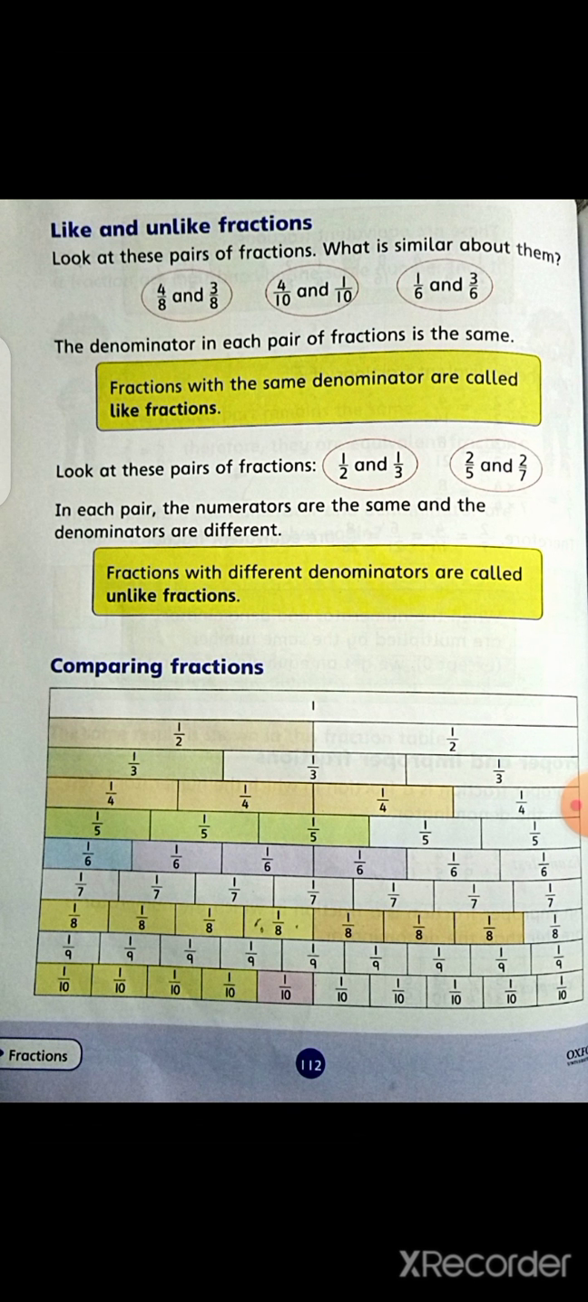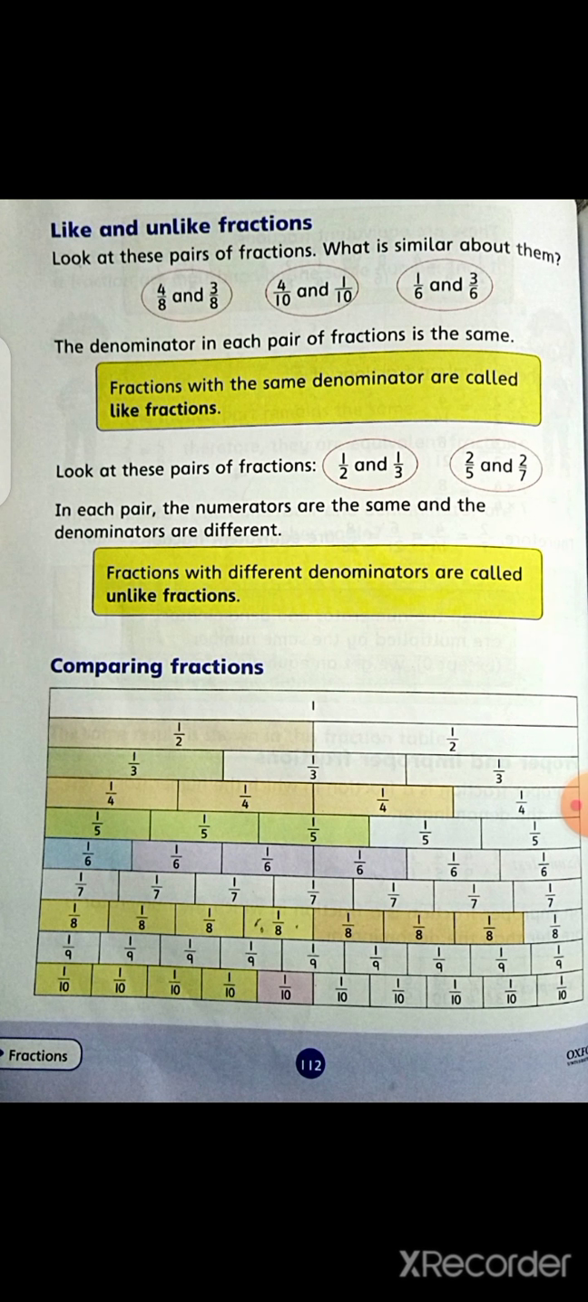Take another example, 1 over 6 and 1 over 10. I have taken one part out of 6 parts for 1 over 6, and one part out of 10 parts for 1 over 10. So which one is greater, 1 over 6 or 1 over 10? Very good, 1 over 6 is greater and 1 over 10 is smaller, because we have divided into 10 equal parts. In 1 over 6, the denominator is 6, it means we have divided into only 6 equal parts. So 1 over 6 is the greater part and 1 over 10 is the smaller part.